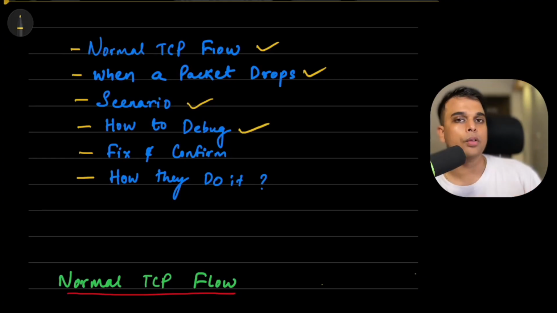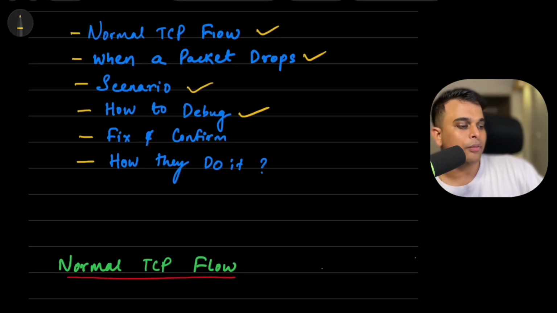We will understand how you can debug it and what should be your mental model when you are debugging a packet drop scenario. After that, we will fix it and confirm how exactly the system is looking before the packet was dropped and after it is fixed. Finally, we will understand how exactly the big tech giants track the packet drops within their application or within their system and how we can learn it to implement within our system. So let's see it in action.